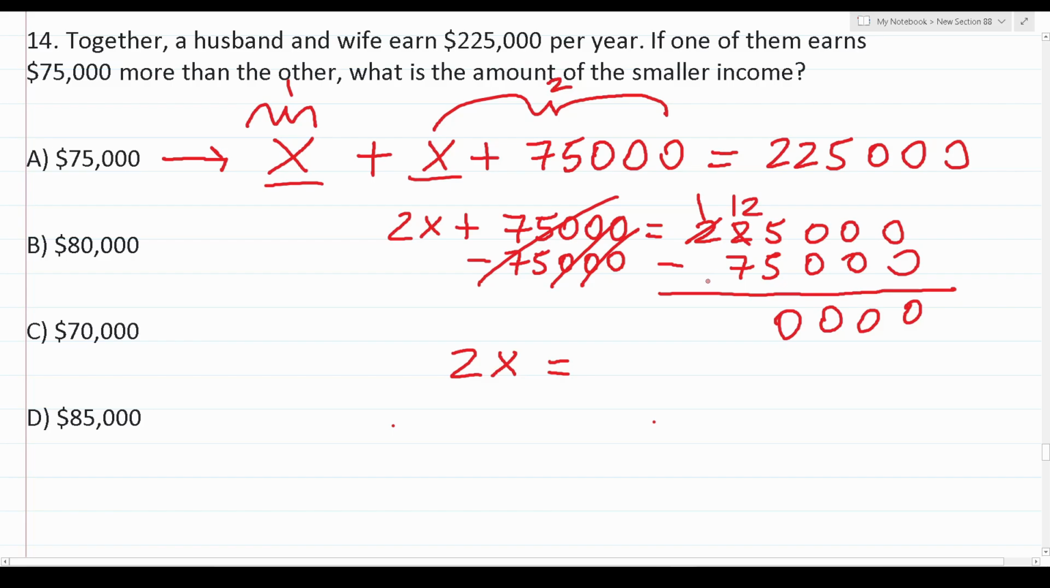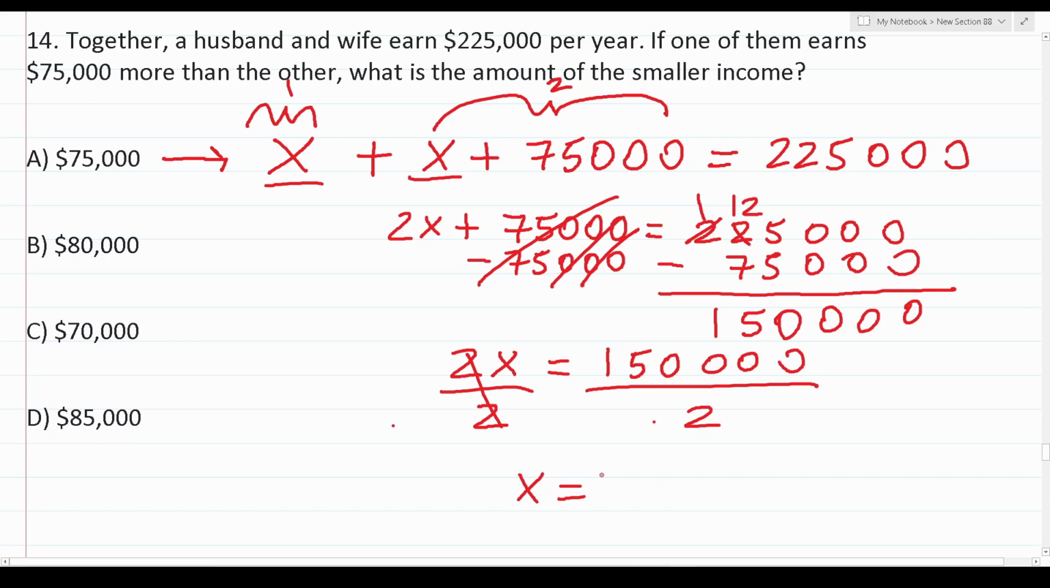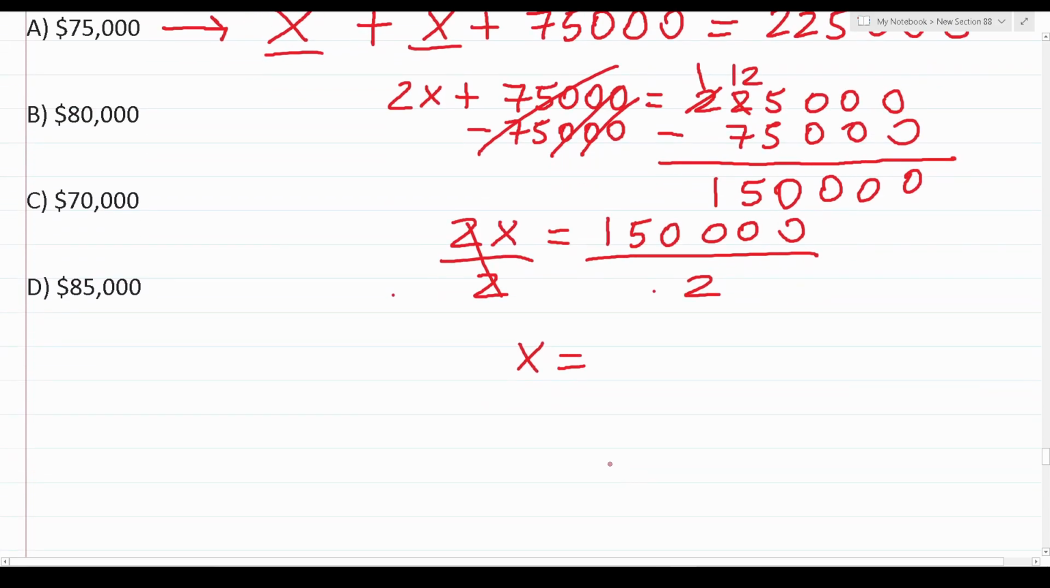12 minus 7 is going to be 5, and 1 minus nothing is 1. So this is 2x equals 150,000. Again, let's divide both sides by 2 now. This crosses out, and this leaves you with x equals 150,000 divided by 2. Well, many of you could do that mentally and say that's going to be 75,000.